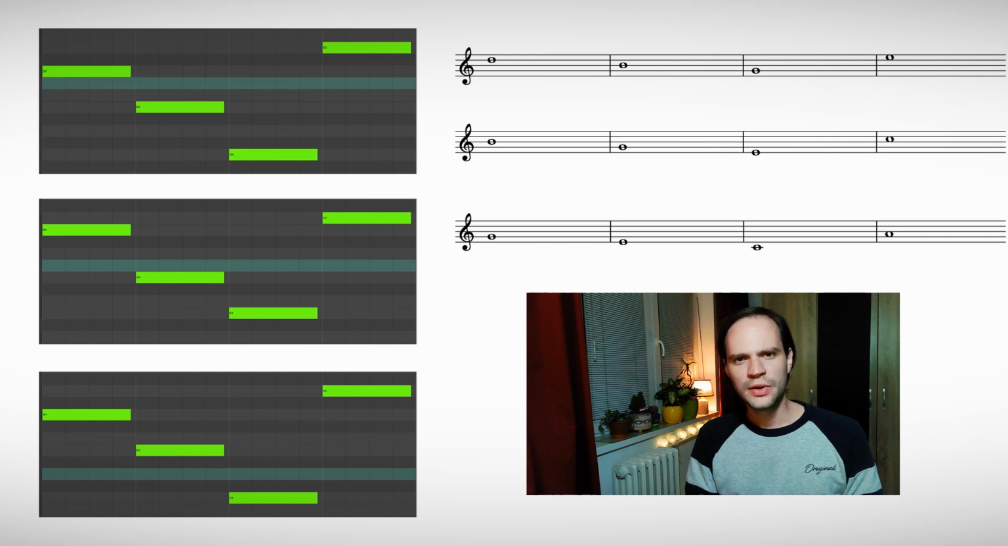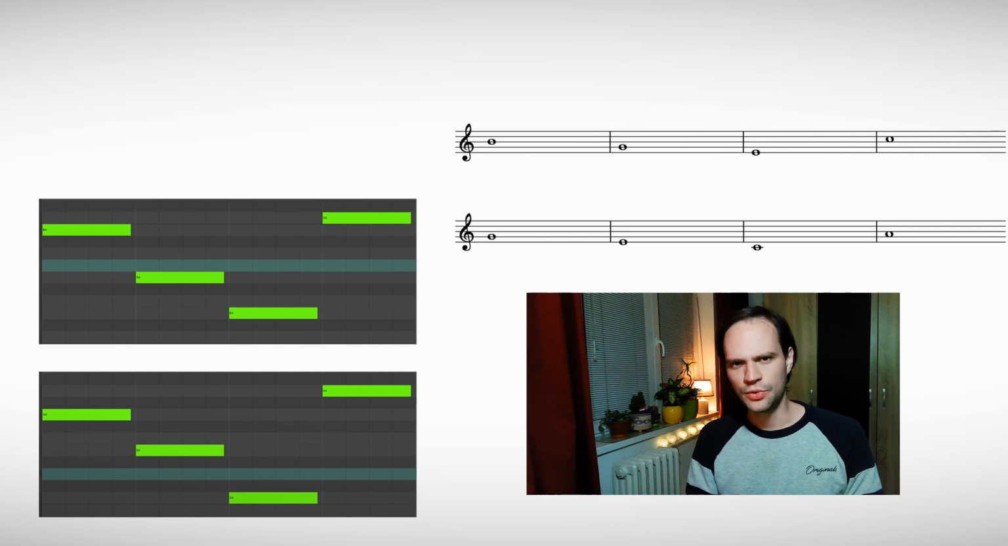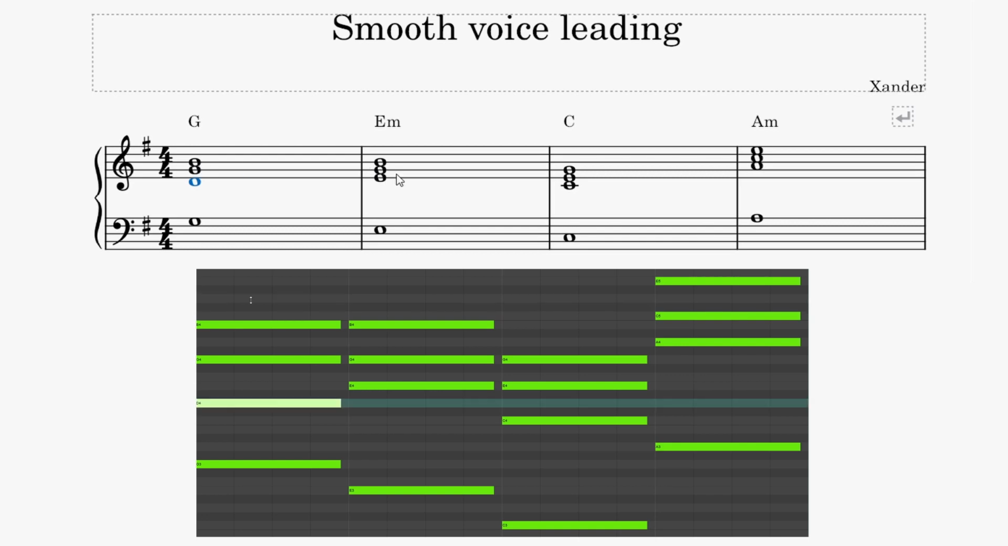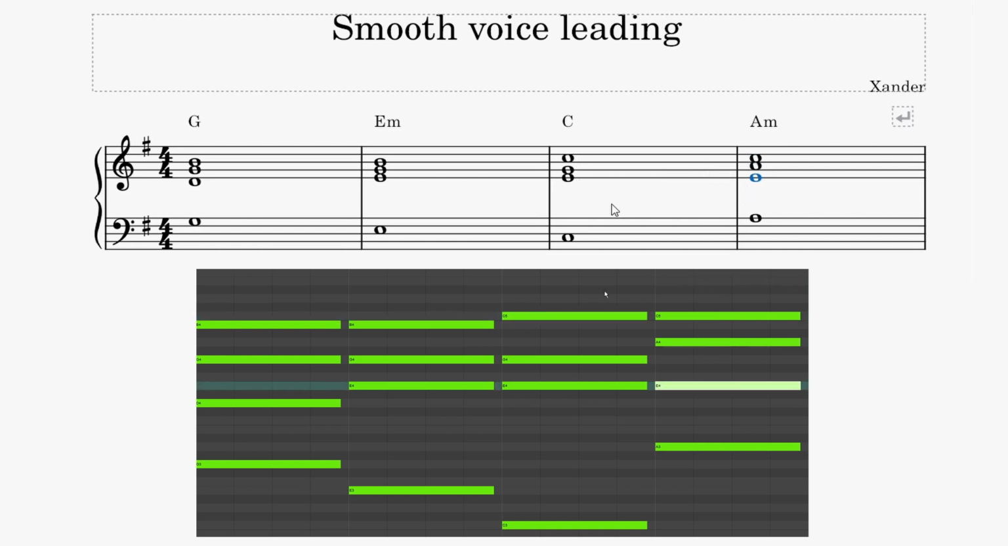And now it becomes very clear that the melody in each of the voices is not particularly smooth. To improve this, I'm going to use common tone voice leading. Per chord, I'm going to search which notes they have in common and keep them in the same voice. And also for the other notes, I'm going to make sure that they travel the shortest distance possible.